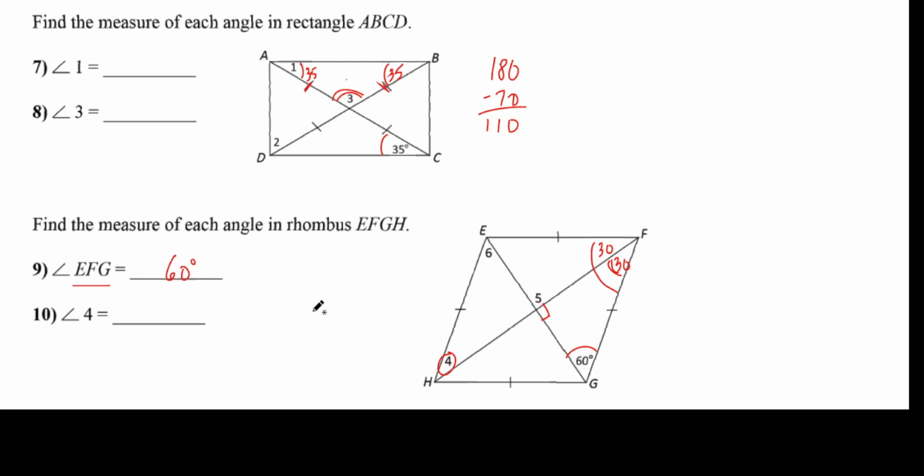When I said the same thing, I meant the same thing as these 2, not the whole thing. So angle 4 would be what? 30 degrees. Make sense? Yeah. All right.